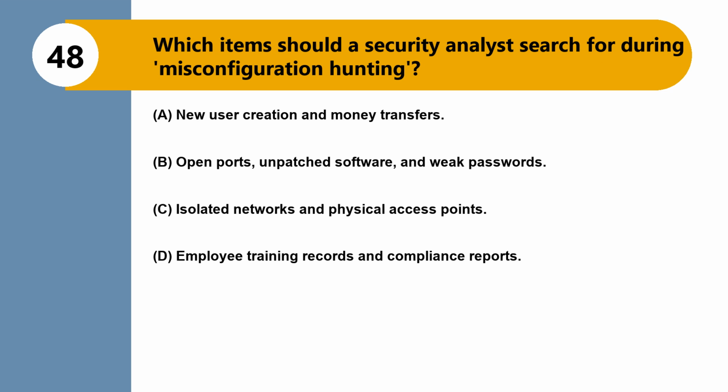Option A. New user creation and money transfers. Option B. Open ports, unpatched software, and weak passwords. Option C. Isolated networks and physical access points. Option D. Employee training records and compliance reports.